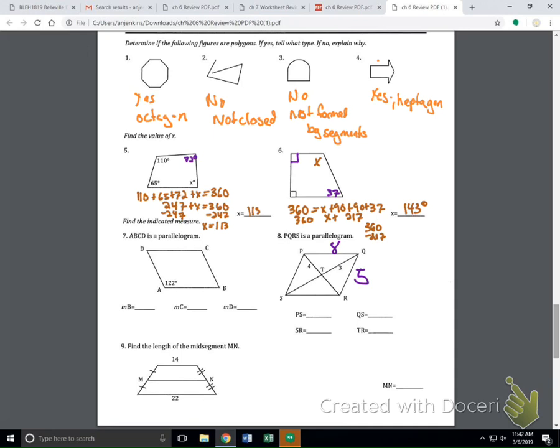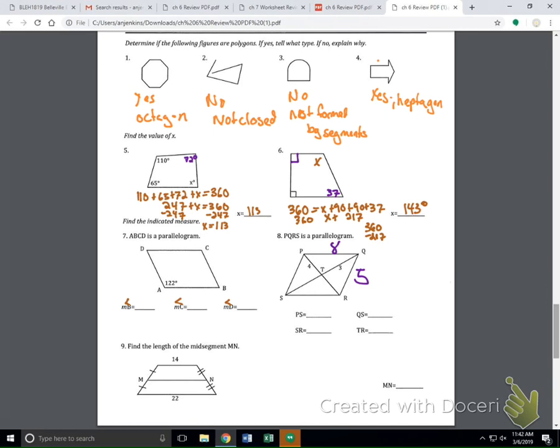Okay, now we're down here. It's a parallelogram. Let's see what it's asking us to do. Find the measures. So it's leaving out the little angle marks in these. Again, it has them on my sheet, so I'm a little confused why they're not on yours. So it has the angle marks that are supposed to be between these.